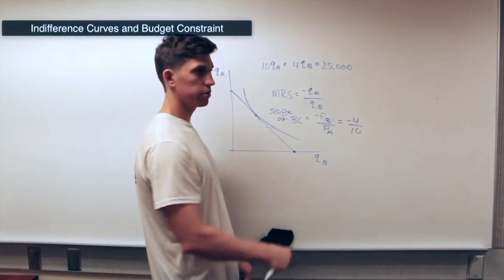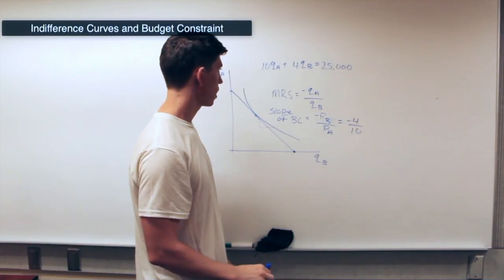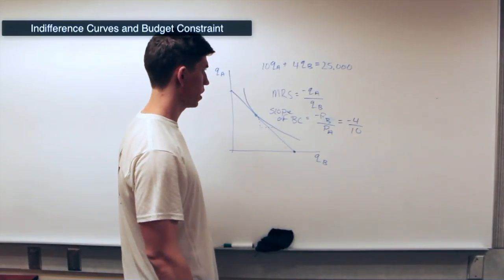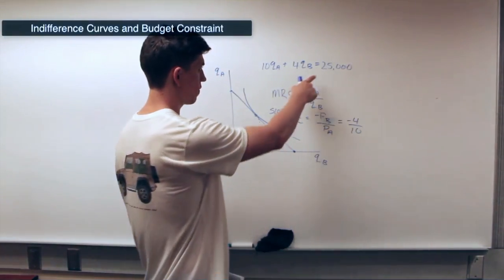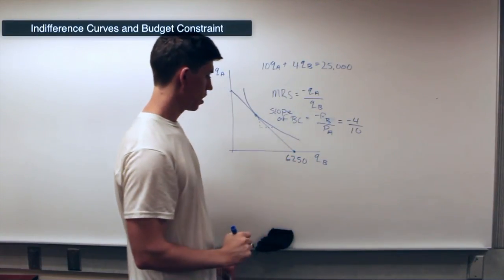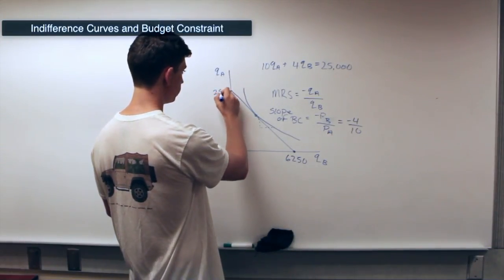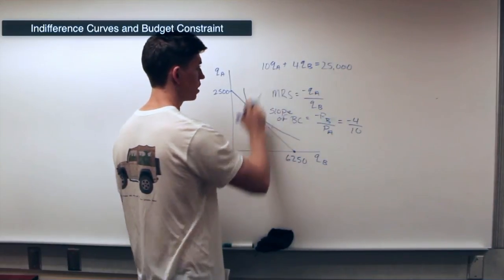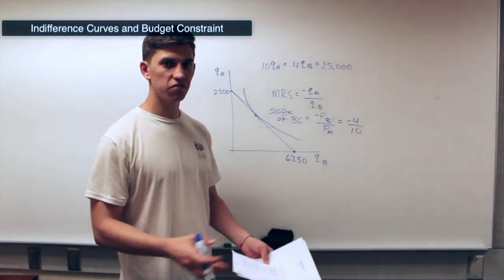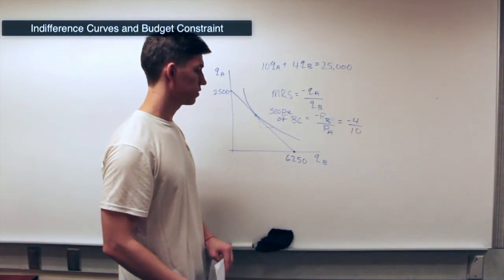So these points represent if we spent all of our income on B, and this point represents if we spent all of our income on A. This is just going to be our total income divided by the price of B, which is 25,000 divided by 4, which is 6,250. And this would be 2,500, because it's 25,000 divided by the price of A, which is 10. So if we spent all $25,000 of our income on good A, we could get 2,500 of them, and 6,250 for B.